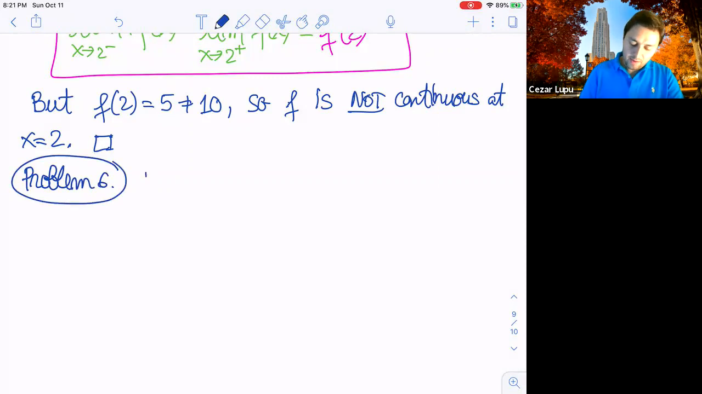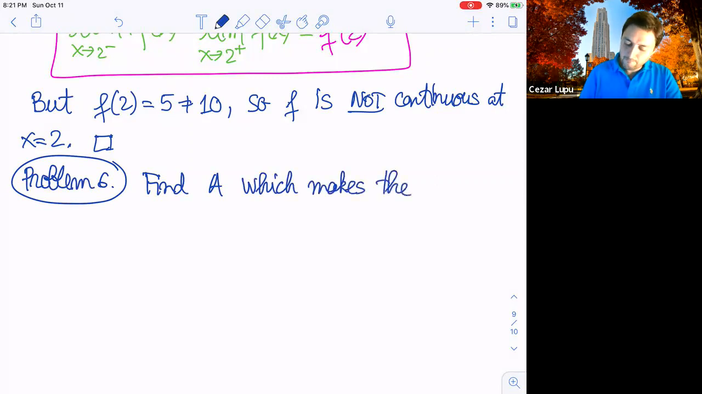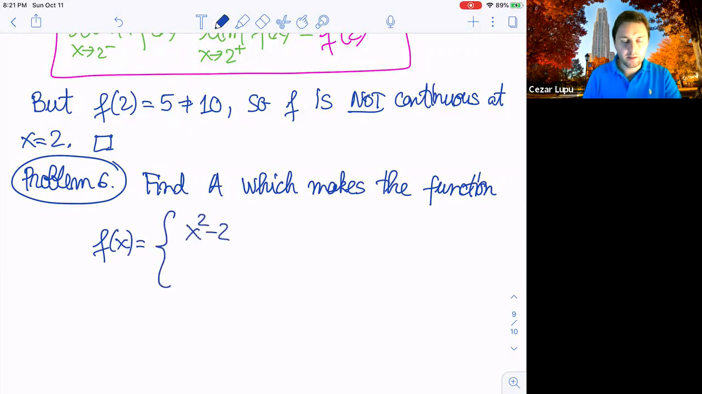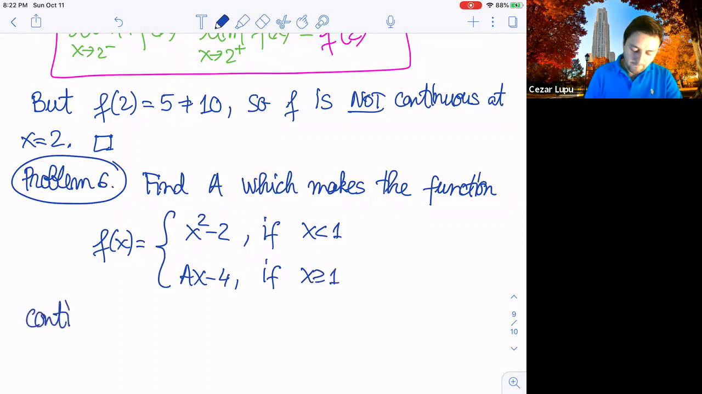Which says the following: find this constant A, capital A, which makes the function f of x equals, and this will be a piecewise function. The first piece is x squared minus 2 if x is less than 1, and the second piece is ax minus 4 if x is greater than or equal to 1, which makes this function continuous at x equals 1.